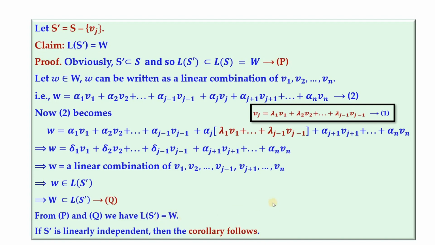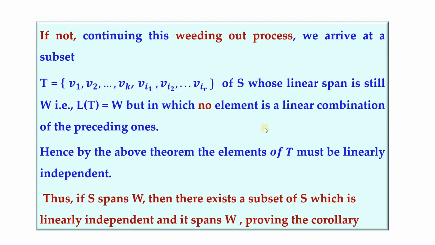That is, S prime spans W. If S prime is linearly independent, as we argued earlier, then the corollary follows. If not, continuing this weeding out process, this is the word that is used in Herstein, we arrive at a subset, say T, consisting of these vectors of S, that still spans W, that is L of T is equal to W, but in which none of the elements can be written as a linear combination of the preceding ones.